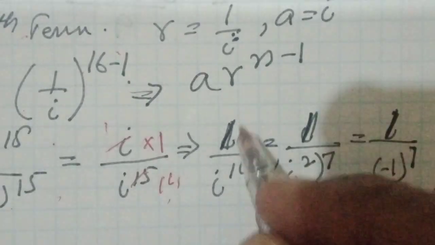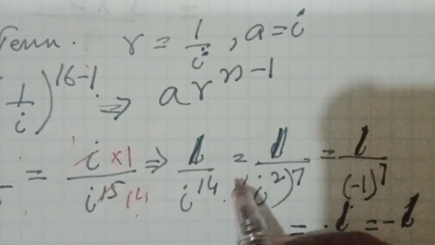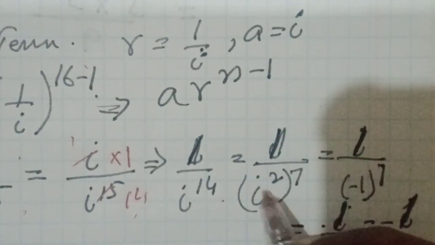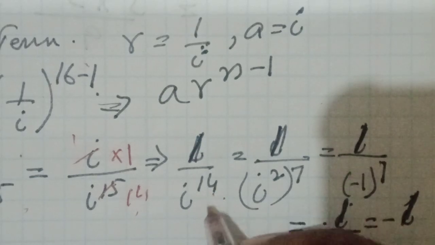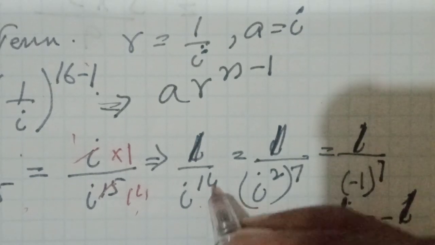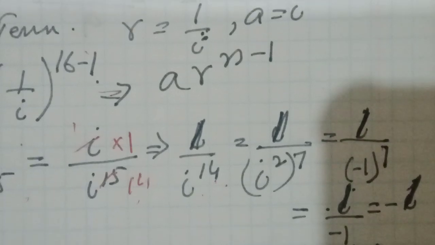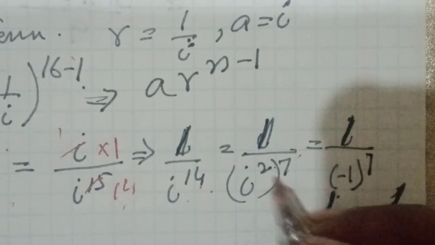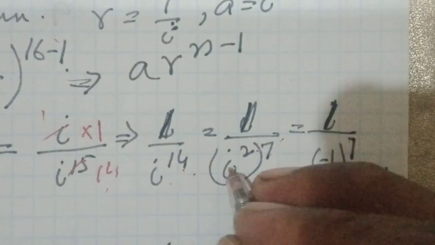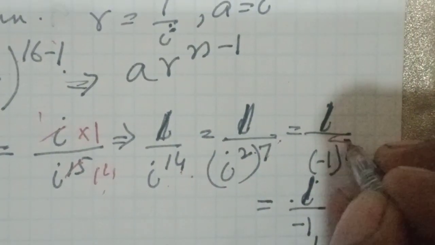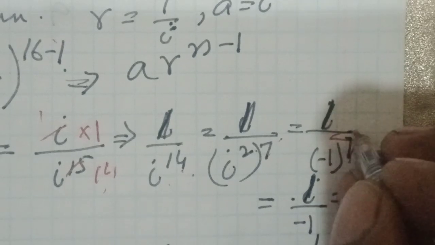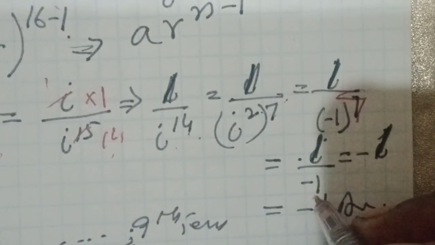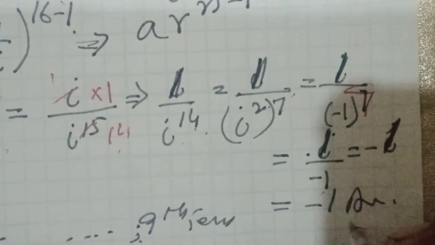Now 1 upon i^14 is equal to 1 upon (i^2)^7. Again remember that for the complex number iota, i square is equal to -1. So this 14 we can break into 2 times 7. Now putting the value of iota square, here i square is -1, and the power is 7. Now this is an odd power. If there is an odd power, the answer will be negative. So this minus will shift upward, and this is your answer.